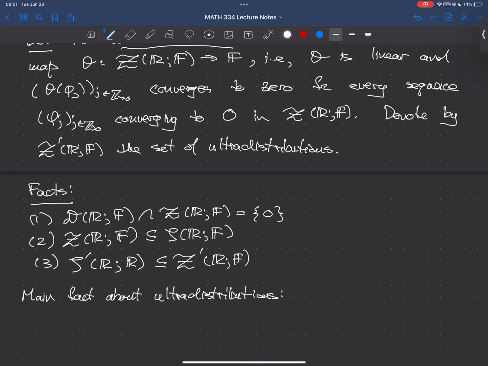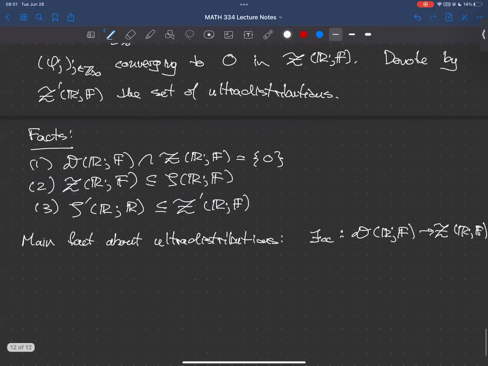And that is that the CCFT maps D into Z, test signal spaces, is an isomorphism. Okay, and in fact, it's a topological isomorphism. So it's a linear isomorphism which is continuous, and whose inverse is also continuous.